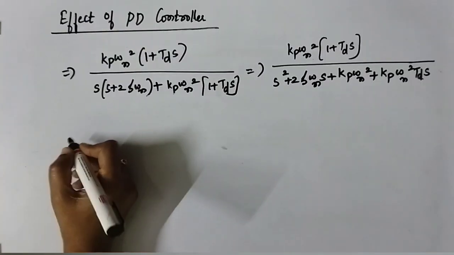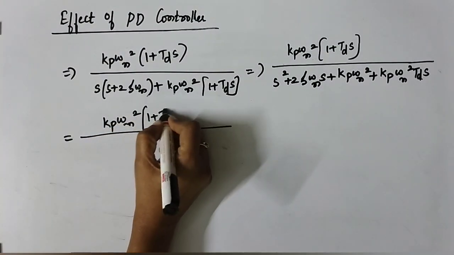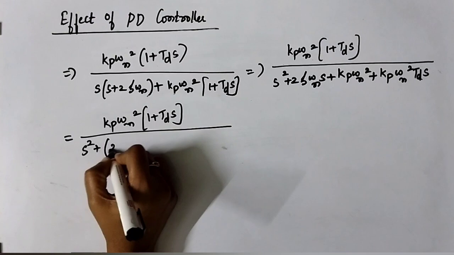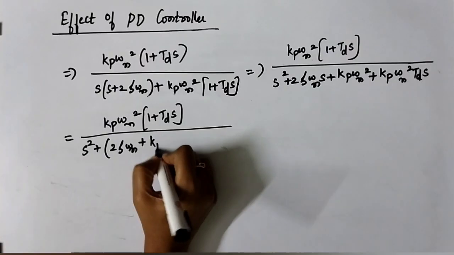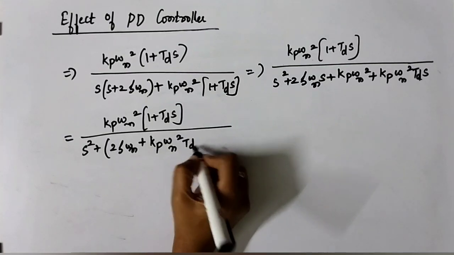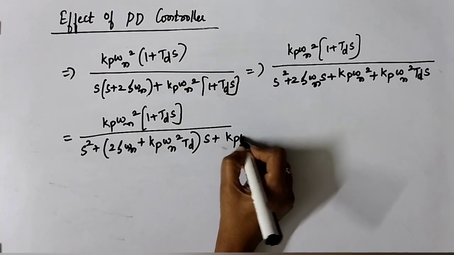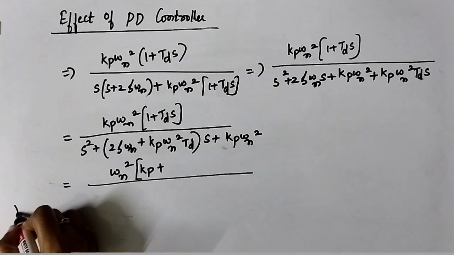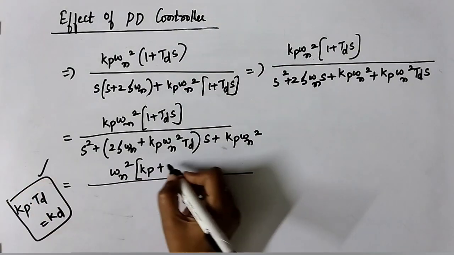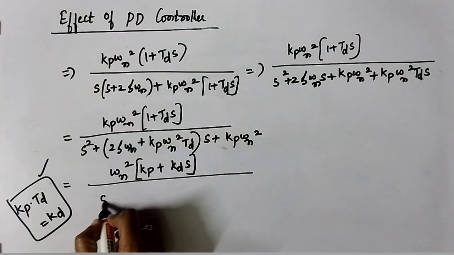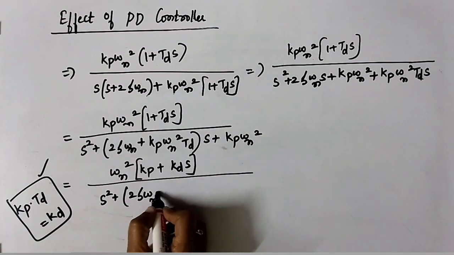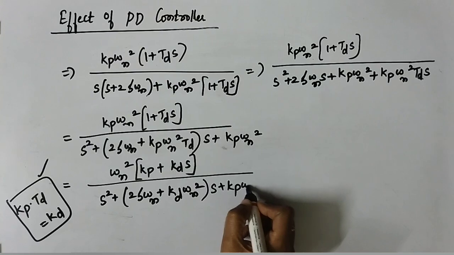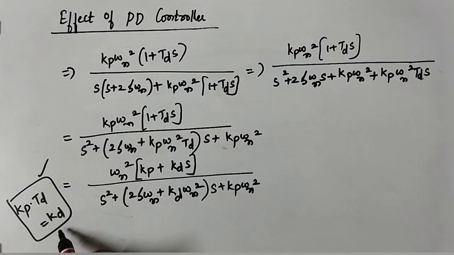Now from this we get Kp into omega n square into 1 plus Td into S by S square. Taking S common from these two terms, we are left with 2 zeta omega n plus Kp into omega n square into Td, S common, plus Kp into omega n square, which is equal to omega n square into Kp plus Kp into Td, which we take as Kd. So this would be Kd into S by S square plus 2 zeta omega n plus Kd into omega n square into S plus Kp into omega n square. Now here Kd is the derivative gain.